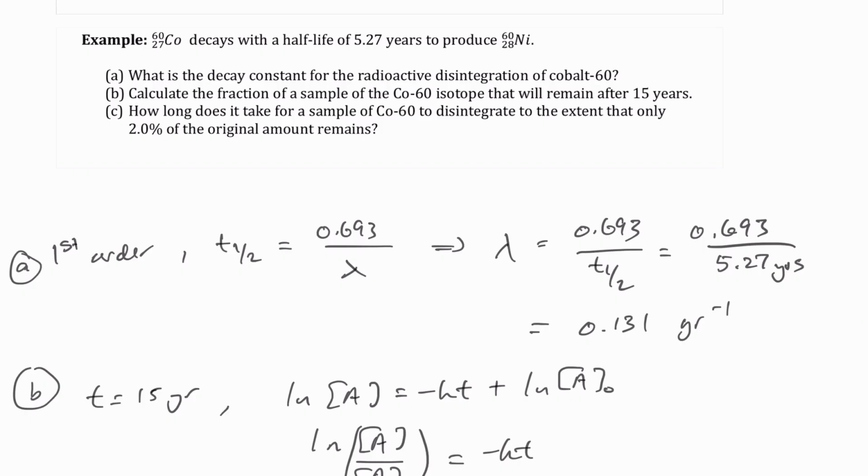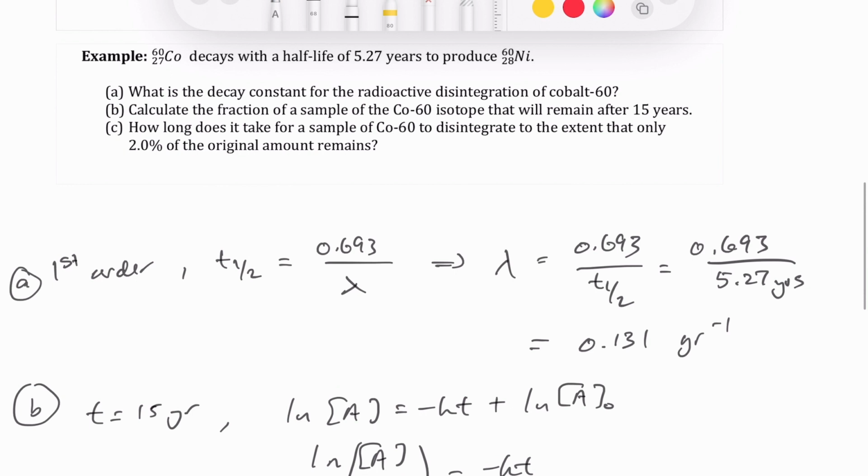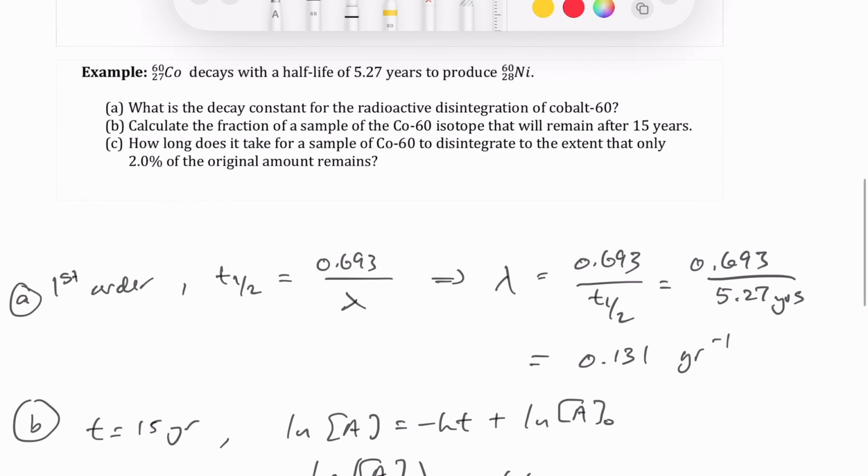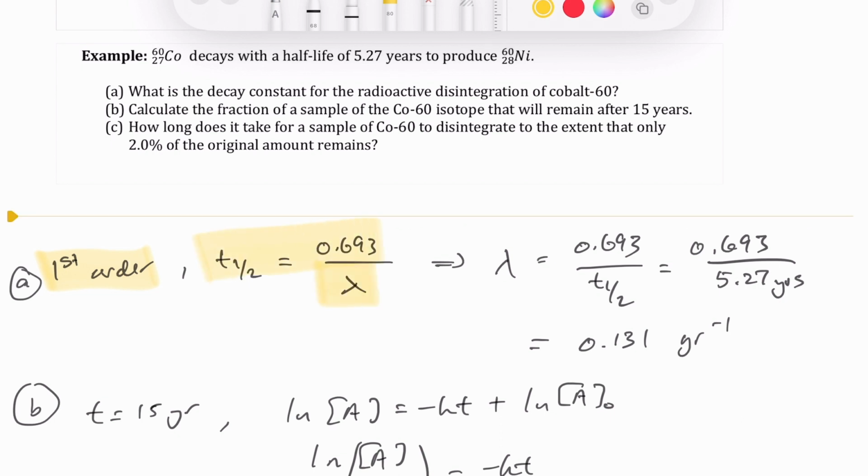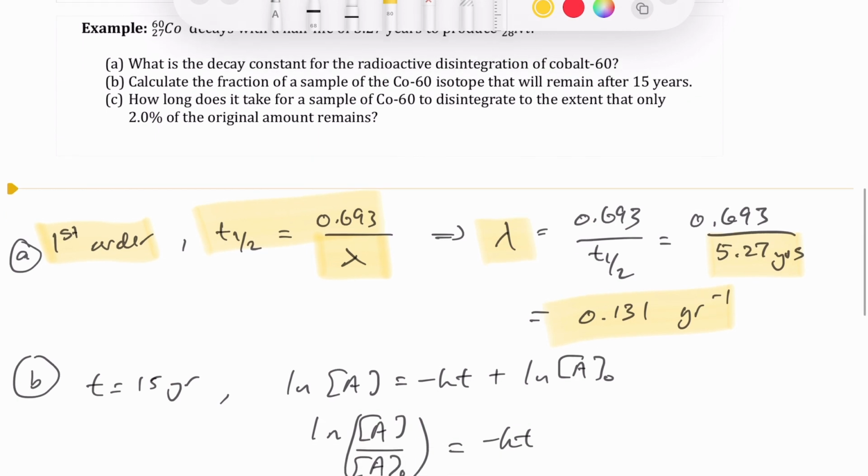Okay, so looking at the question itself, the first part just says, what's the decay constant? That's just referring to the rate constant. So it's asking, what's the rate constant for this particular radioactive reaction? We're going to use the half-life equation from first order kinetics, which is just T1/2 equals 0.693 over lambda. And so we're rearranging to solve for lambda. And our T1/2 is 5.27 years. So if you do the calculation, you end up getting 0.131 per year. So remember that that's the unit of the rate constant for a first order reaction.